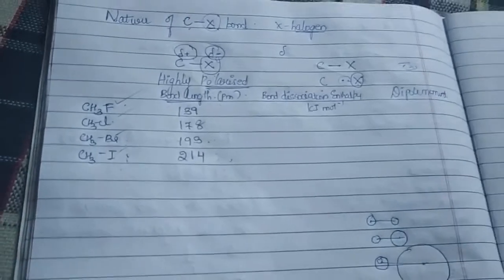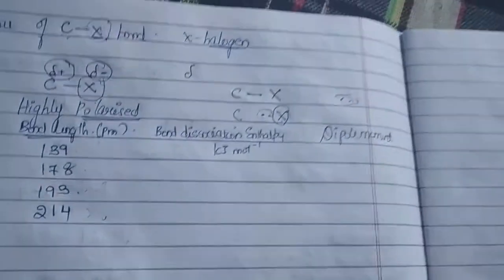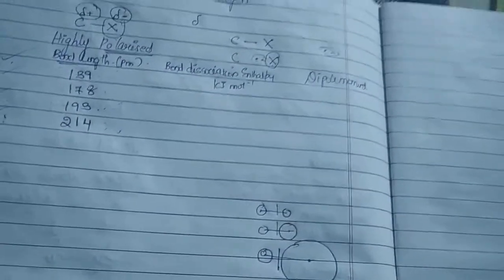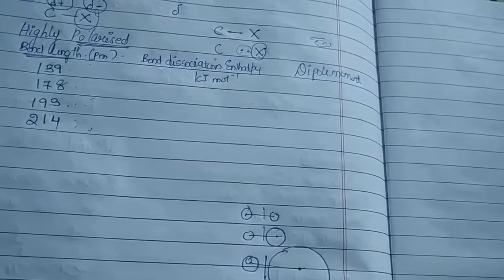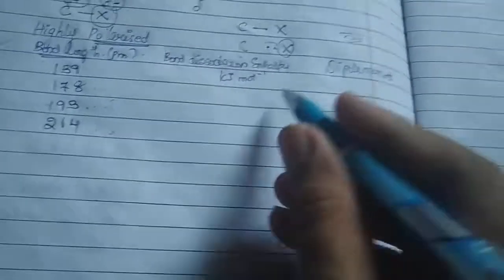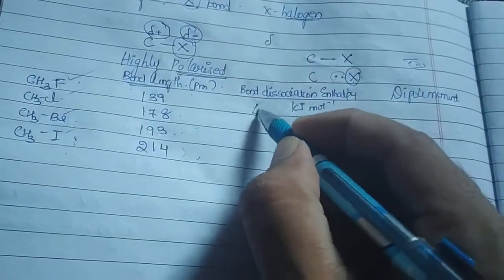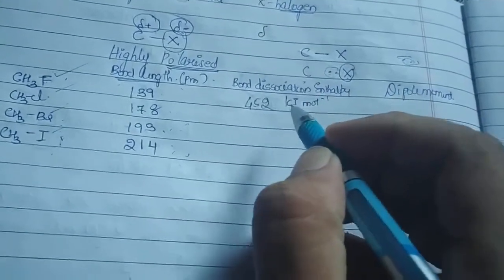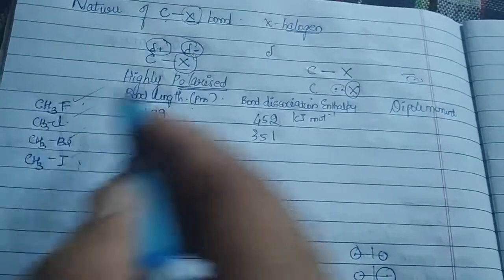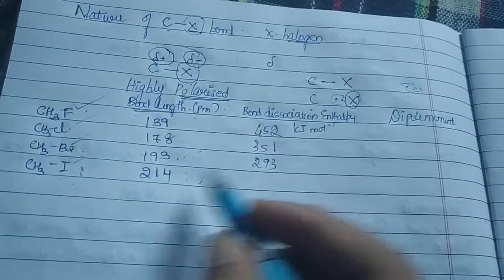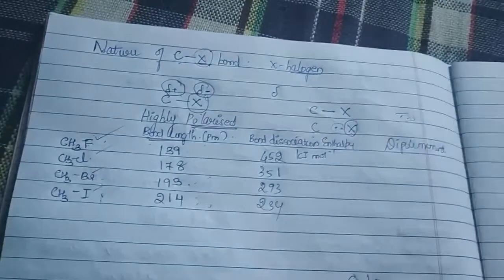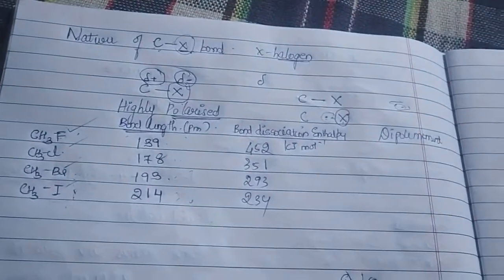Is that okay? Coming to the bond dissociation enthalpy, that means if I want to break the respective alkyl halide bonds, what is the amount of energy I have to supply in kilojoules? That will be seen over here. Generally, methyl fluoride has 452 kilojoules per mole, 351 kilojoules per mole for methyl chloride, 293 kilojoules per mole for methyl bromide, and 234 kilojoules per mole for methyl iodide.